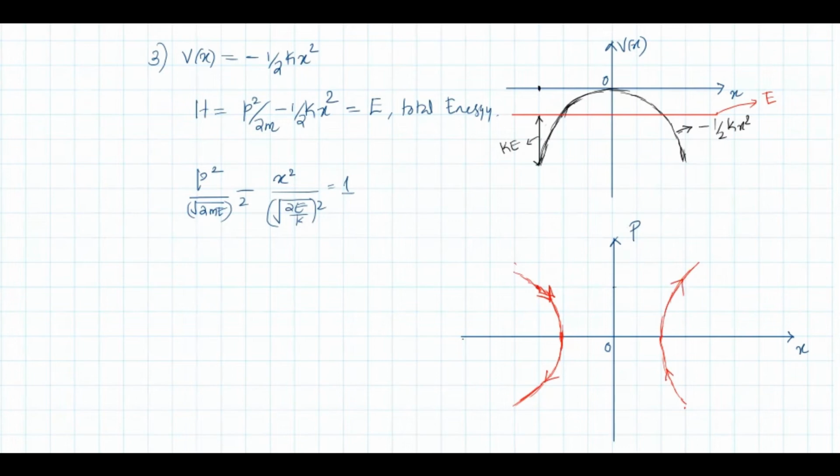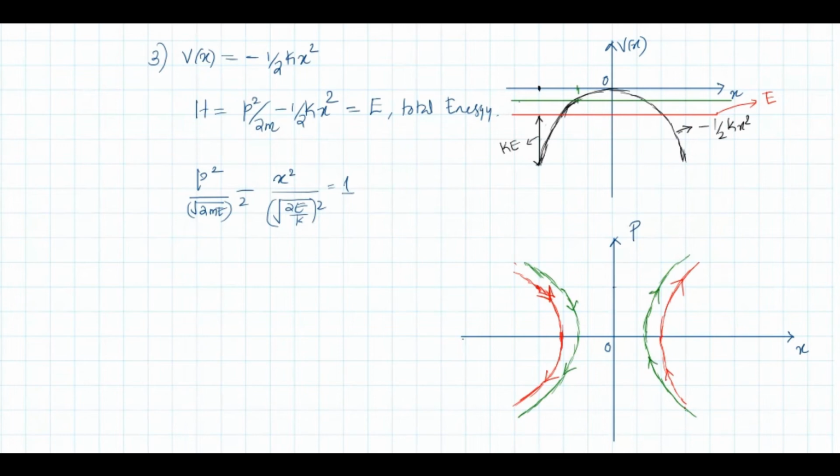If you take another energy like this, then the particle can reach up to this point. So the phase space trajectory will be like this. The direction of the arrow is very important. It will be like this.